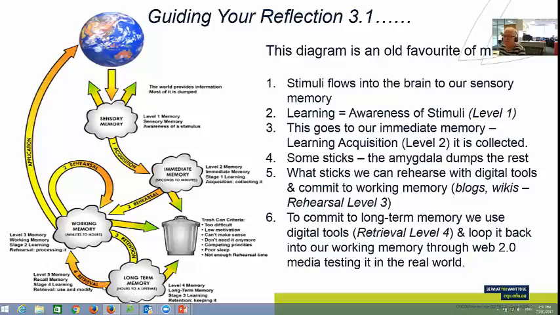And from our long-term memory, we go into stage 4 of learning, where we can use and modify information. We can retrieve it at need. And once we retrieve it, we can then actually apply it to the real world. So we can see that down here in this active area between the working memory, the immediate memory and the long-term memory, here is where our digital tools and pedagogy are doing a lot of their work.